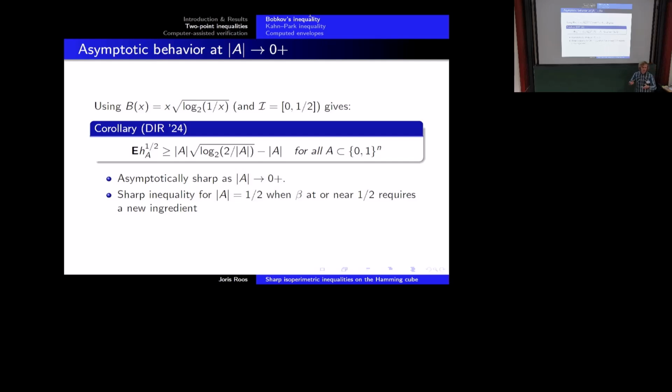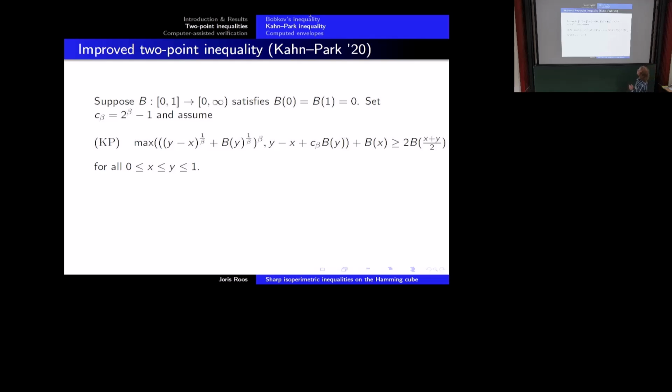But what we really want is just binary valued inequalities for functions that are just binary valued. So maybe we should make use of the fact that they're binary valued in the induction argument, right? And so that's exactly what Kahn and Park did.